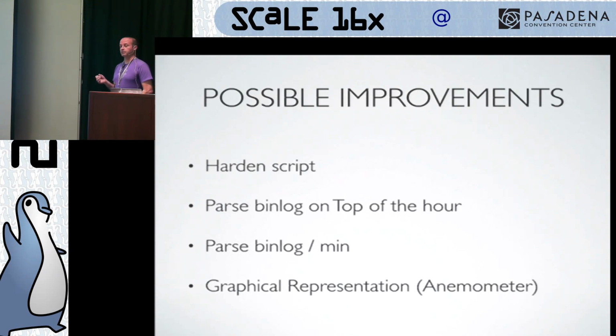And a graphical representation like Anemometer. Anemometer is a tool that was built by Box, I think, for the slow query logs. Something similar could be done where you actually graph your binlogs. And when you zoom in, it will query the summary table and give you more detail.